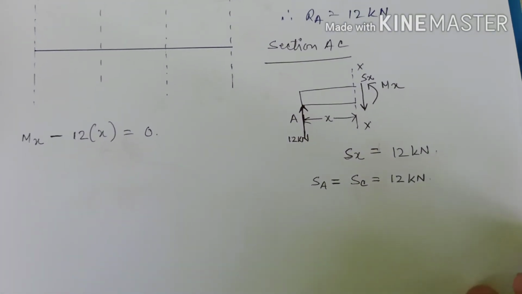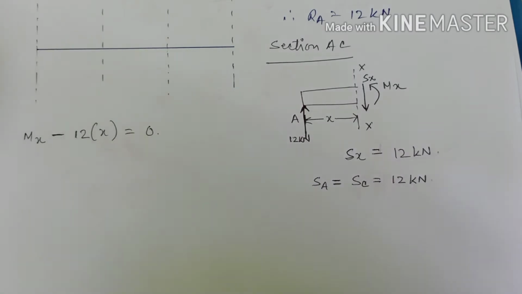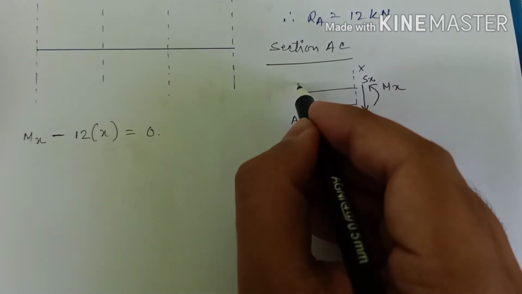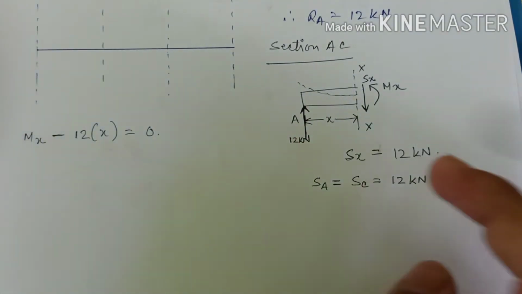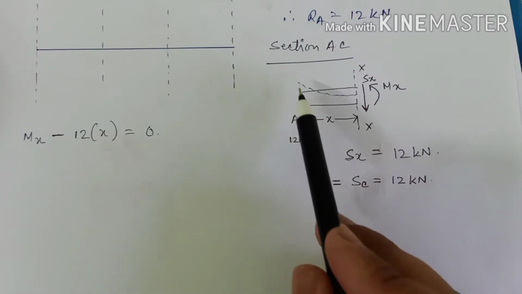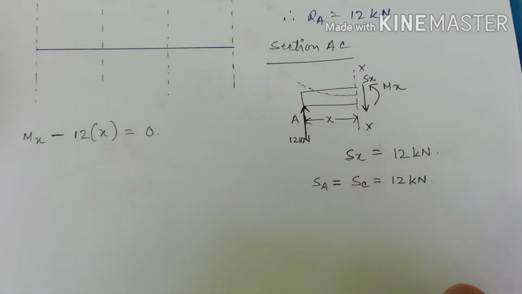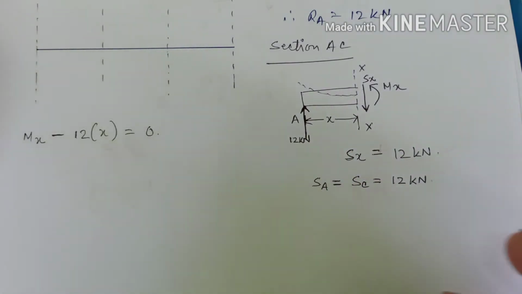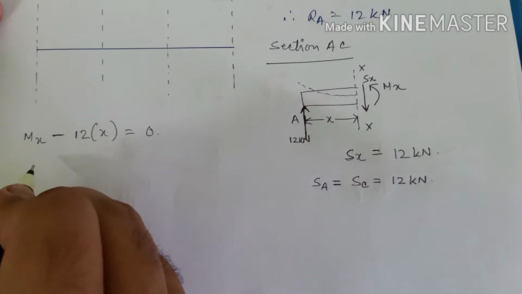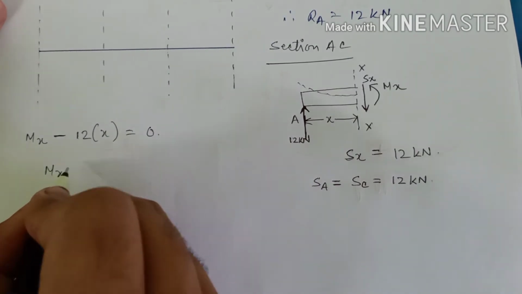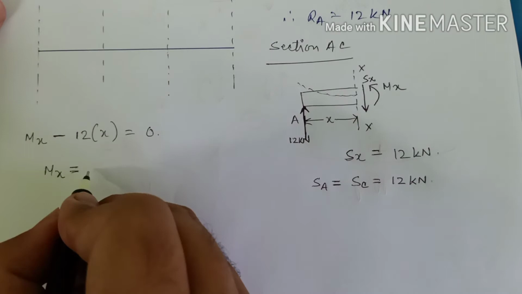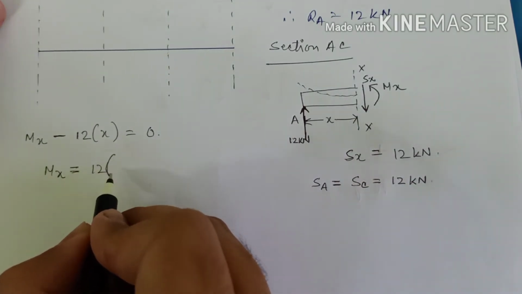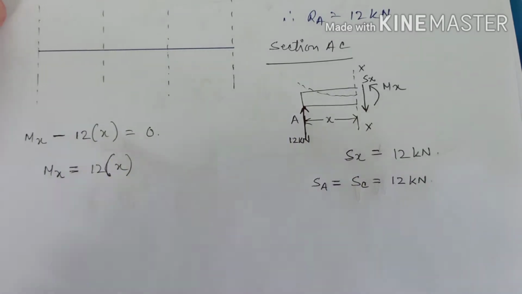The second approach is the sagging hogging approach. See guys, this 12 kilonewton force will try to bend the beam in this fashion, so it will try to sag the beam. I've already told in my last video that if a beam is going to sag, then we have a positive sign convention. So another approach is that the bending moment will be created by this force multiplied with this distance, and that's positive.